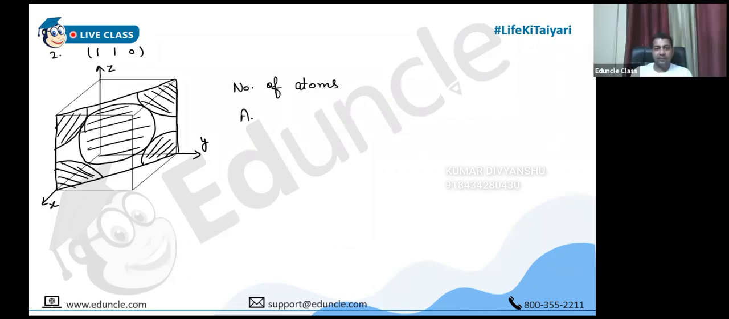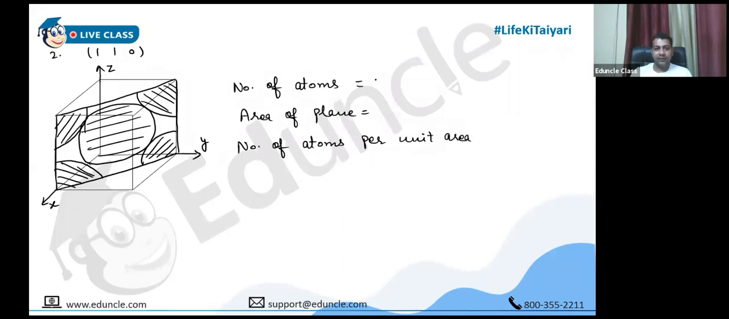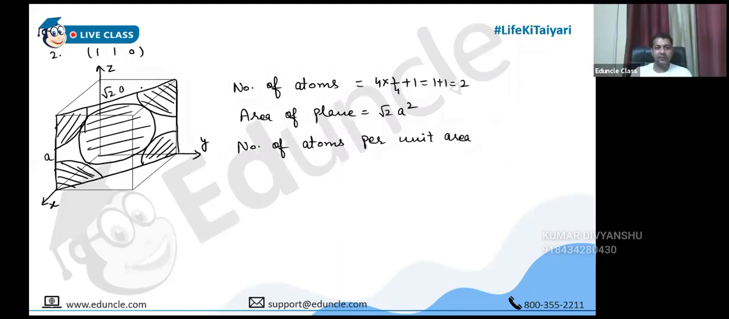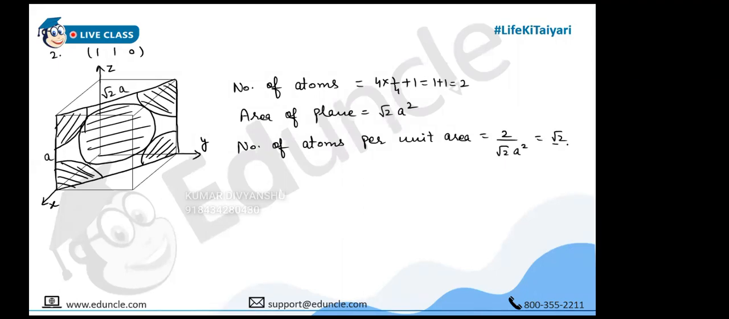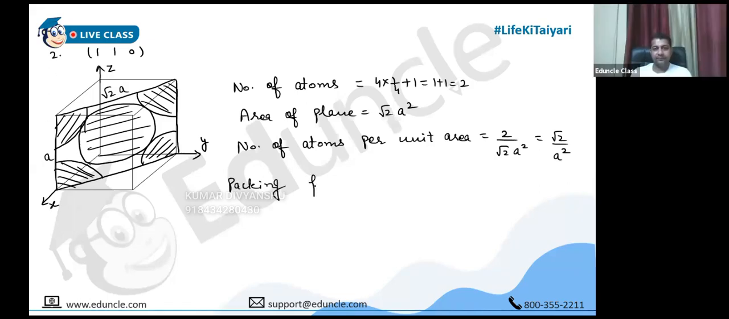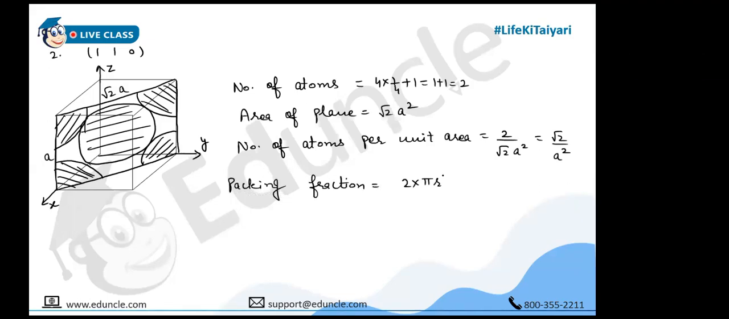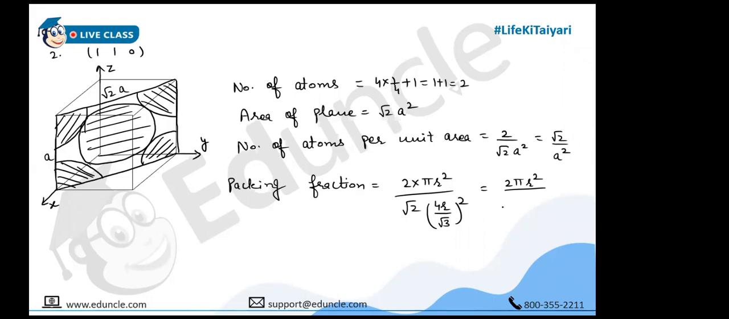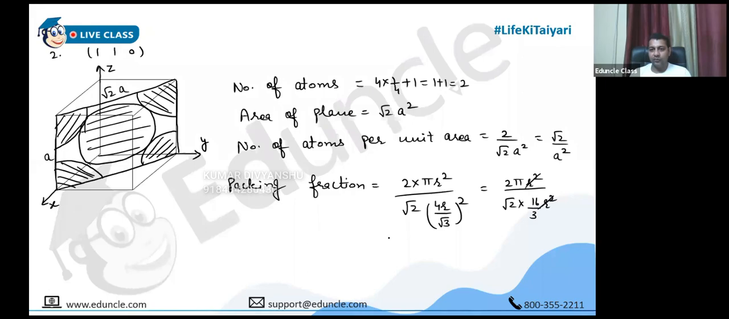So number of atoms, area of plane, number of atoms per unit area. Number of atoms will be 2, na? Area of the plane would be A into root 2A. Number of atoms per unit area is 2 divided by root 2 A square. So what about packing fraction? 2 into pi, 2 atoms are there. A is 4r by root 3. So 2 pi r square over root 2 into 16 by 3 r square. R square will get cancelled, and then it will be like 3 pi by 8 root 2, sorry.